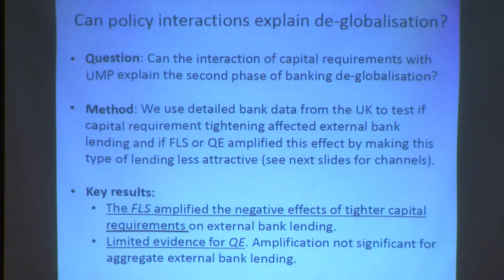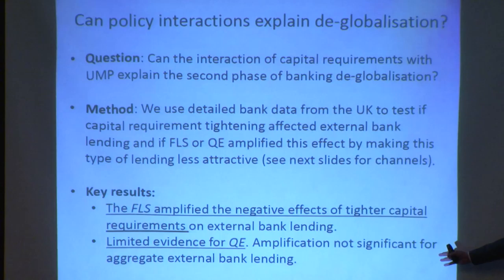So just to give a quick overview, in this paper we ask whether the interaction of capital requirements and unconventional monetary policies can explain the second phase of banking deglobalization. To do so, we use a detailed bank data set from the UK to test if capital requirements affected external bank lending negatively, and whether the FLS or QE then amplified these effects by making this type of lending less attractive. The key results are that indeed, the FLS has amplified the negative effects of tighter capital requirements on external lending. And we show that this really matters for the global pattern of banking deglobalization. There's limited evidence for any type of amplification effects from the presence of quantitative easing policies.